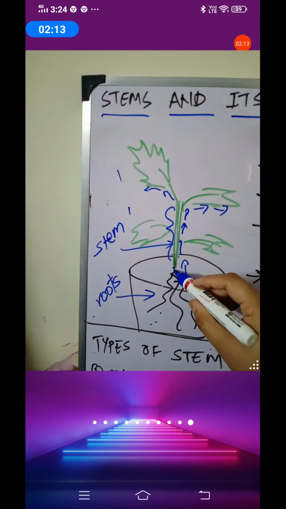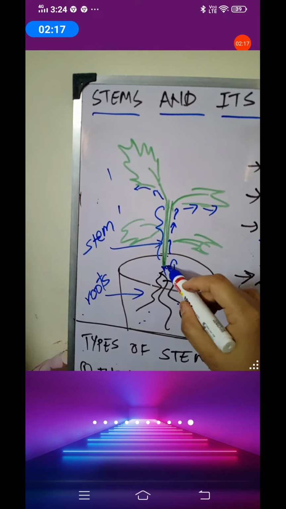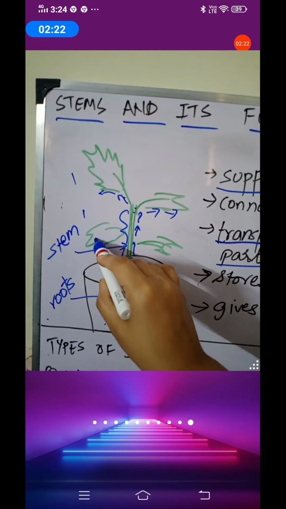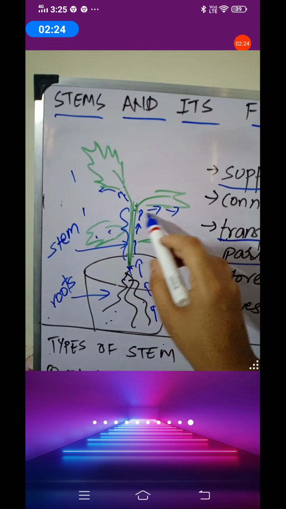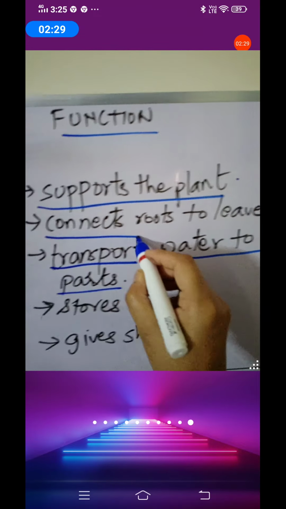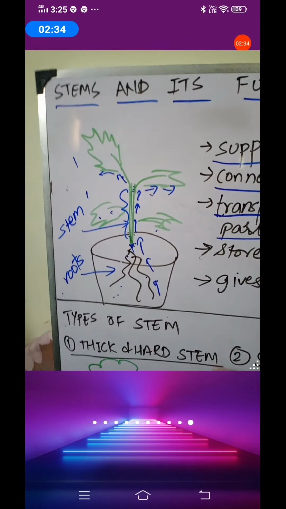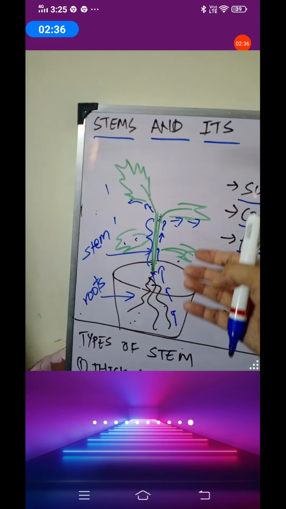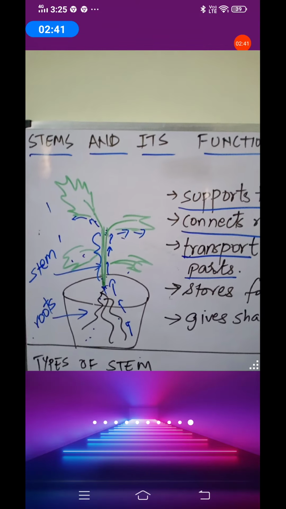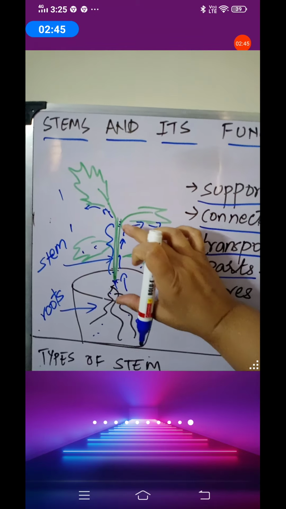Now you see, this is the connection here. This is the roots, and then the stem is starting. The stem is then connected to the leaves. So between the roots and the leaves, what is there? Stem. So stem connects the roots to the leaves. The stem connects the roots and the leaves. So you need to understand that the roots and the leaves are connected by this stem.